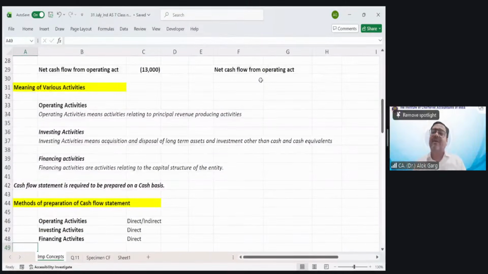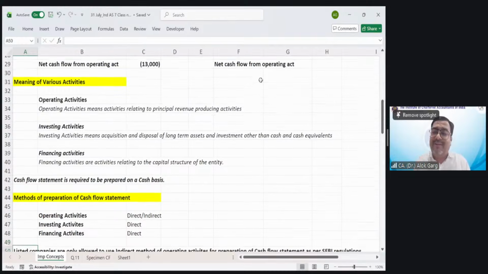Now tell me, the standard allows both. But listed companies only follow indirect method of cash flow. Why? Why are listed companies only following indirect method of preparation of statement of cash flows? What is the reason behind it?